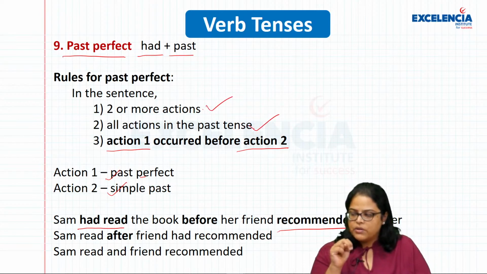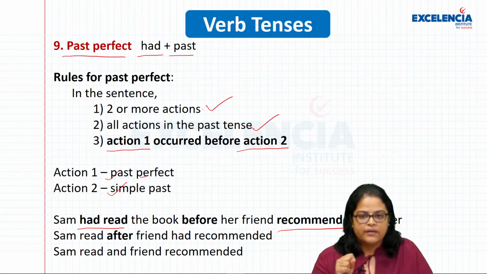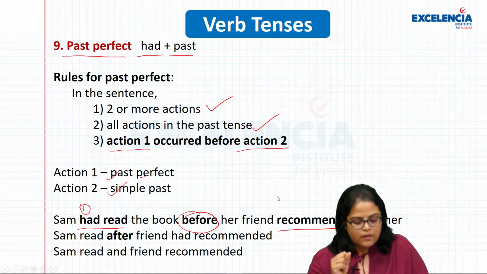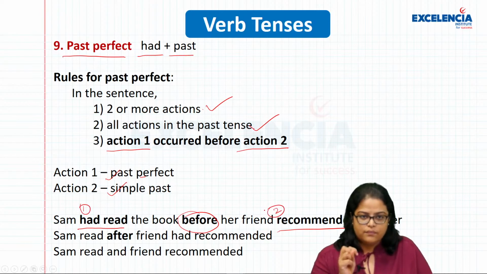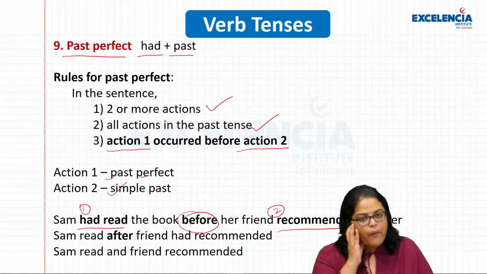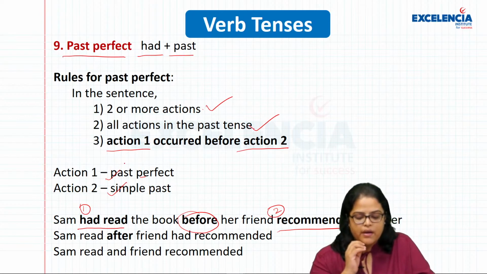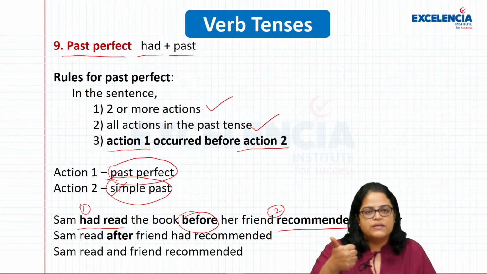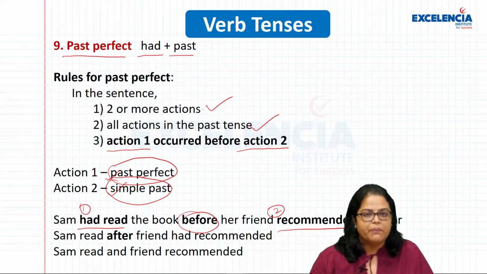Now, Madhumita, do we know the sequence of these actions? Yes. Because we know that Sam had read it before her friend recommended it. So read is the first action and recommended is the second action. Absolutely brilliant. Okay, because of this word before, I know that first Sam read the book and then you recommended. So then action 1 is going to be past perfect, action 2 will be simple past. So when I know the sequence of the actions, the first action is past perfect. Even if there are 2, 3, 20, 30 actions, only the first action is past perfect. All the other actions are simple past.